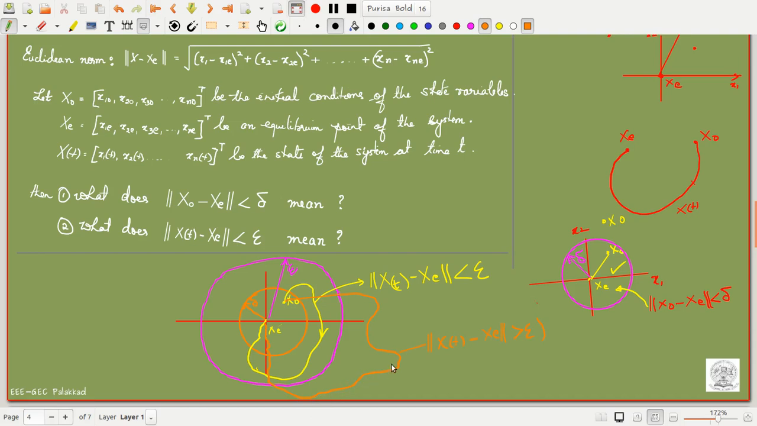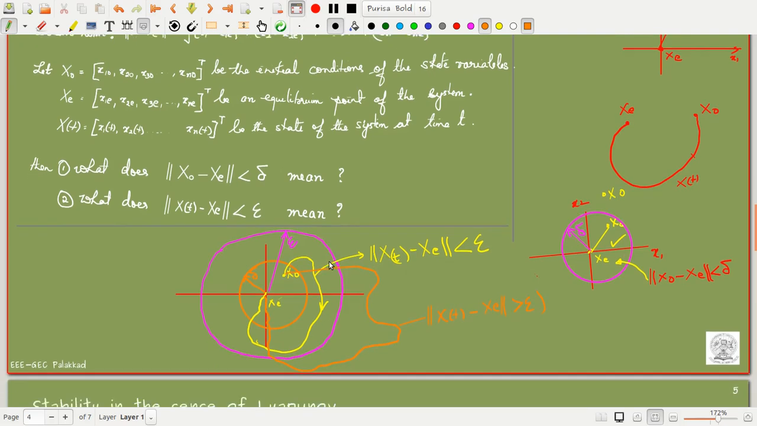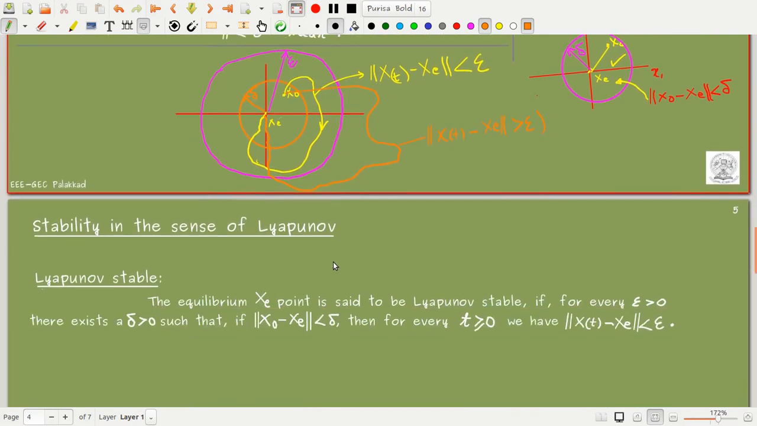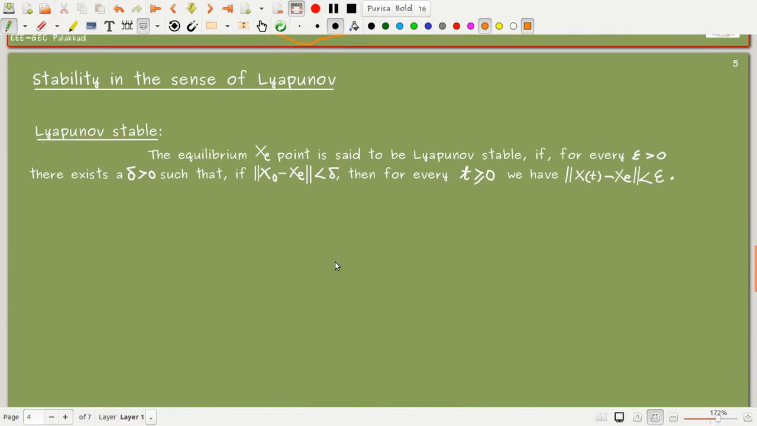At all these points, it is greater than epsilon. Okay, so we will be using these notations throughout the session. That's why we had discussed this. So I will not be explaining each term once again when we will be discussing these terms throughout the session. Now we will speak about the stability in the sense of Lyapunov.